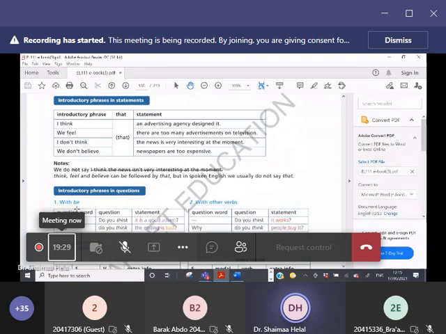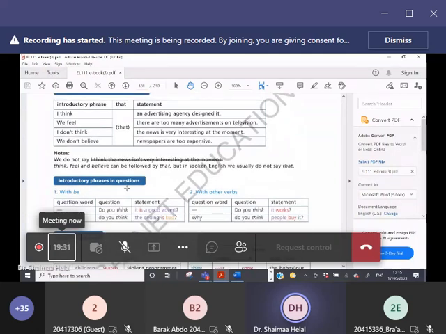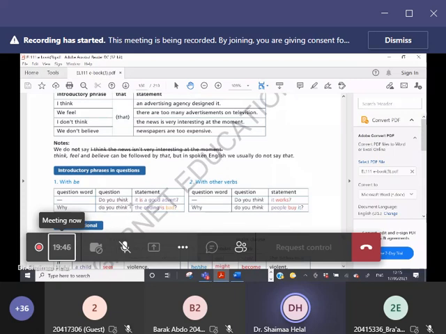We have something else which is related to introductory phrases in questions. Now we have questions, okay, with verb to be and with other verbs. So introductory phrases in questions can be divided into two parts, with verb to be and with other verbs. With verb to be, for example, "Do you think" is the question, where is the statement here? "It is a good advert." It means advertisement. Okay. "Do you think it's a good advert?" Verb to be is here: "It is a good advert." "Do you think it's a good advert?"